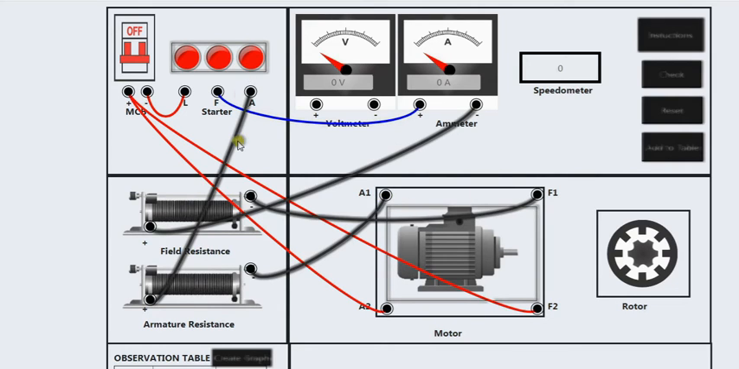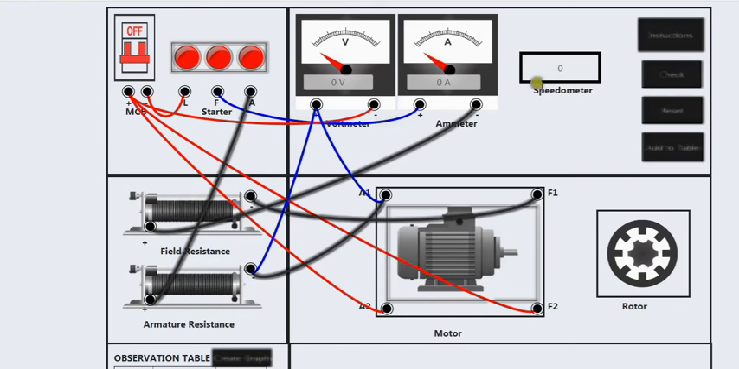Connect one point of the voltmeter to the supply, suppose the negative point. This red wire is connected to the negative point, and then the positive wire will be connected to A1 and the common point of the armature and this armature resistance. So this voltmeter is connected across this motor. It will read the motor voltage or armature voltage.